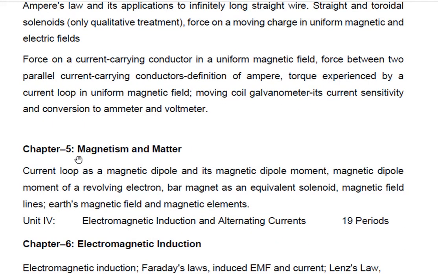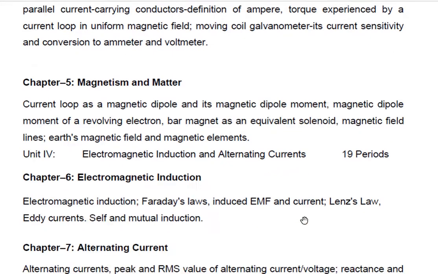So next is chapter 5, which is magnetism and matter. So current loop as a magnetic dipole and its magnetic dipole moment, magnetic dipole moment of a revolving electron, bar magnet as an equivalent solenoid, magnetic field lines, earth's magnetic field and magnetic elements.